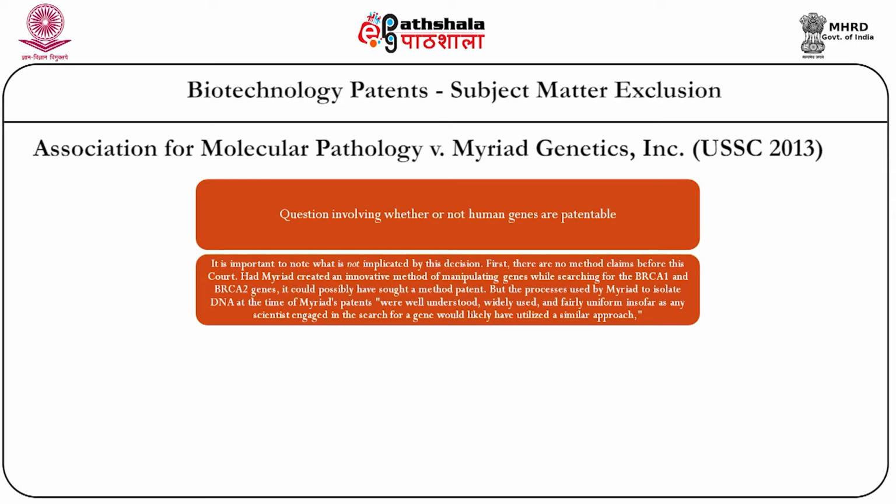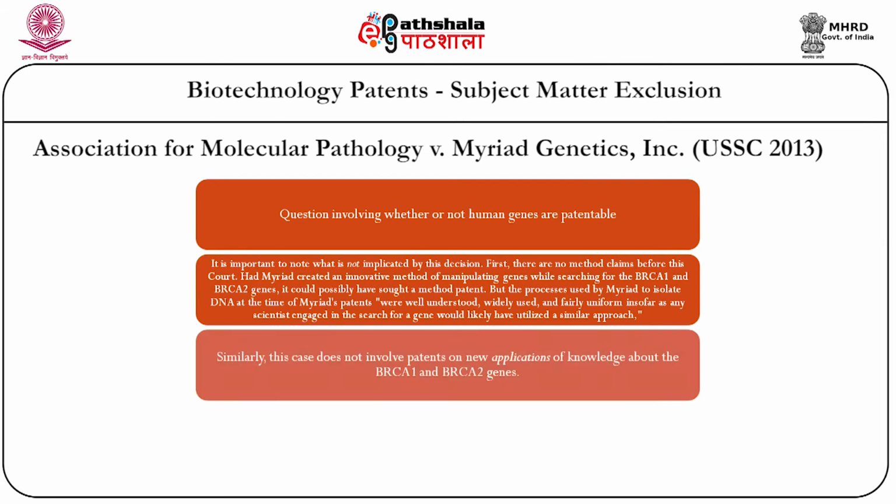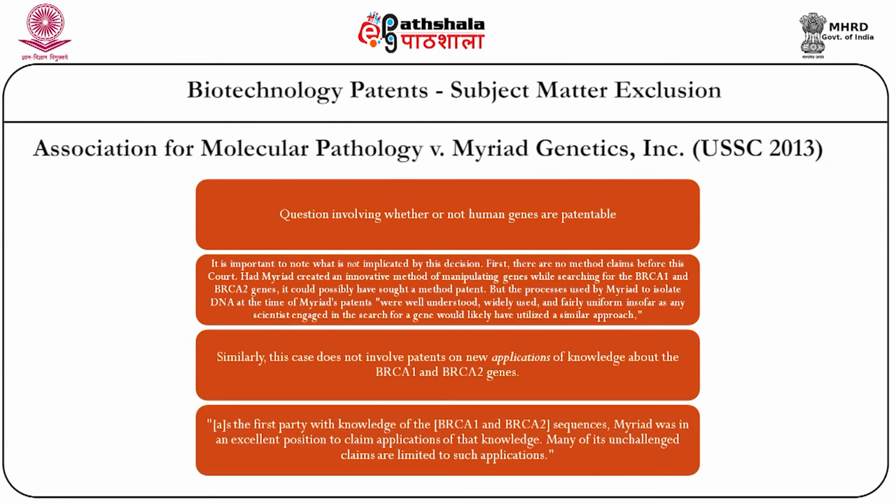But the process used by Myriad to isolate DNA at the time of Myriad's patents was well understood, widely used and fairly uniform, insofar as the scientist engaged in the search for a gene would likely have utilized a similar approach. Similarly, this case does not involve patents on new applications of knowledge about the BRCA1 and BRCA2 genes. And finally, the court said, as the first party with knowledge of BRCA1 and BRCA2 sequences, Myriad was in an excellent position to claim applications of that knowledge. Many of its unchallenged claims are limited to such application.